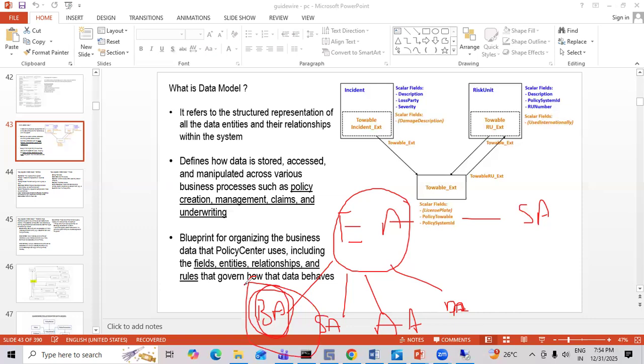Now, second is called systems architecture. Systems architecture means what are the different systems. For example, we have some legacy systems, for example a legacy system for policy center. Now, let's say a company called XYZ is an insurance company.